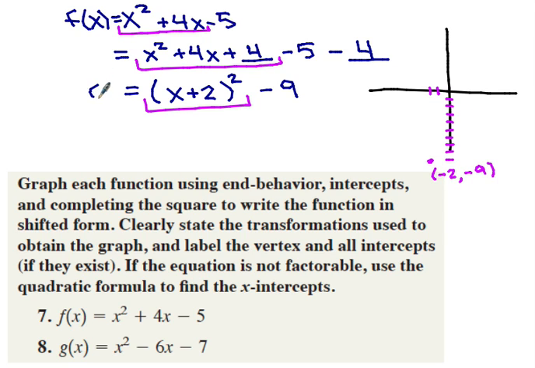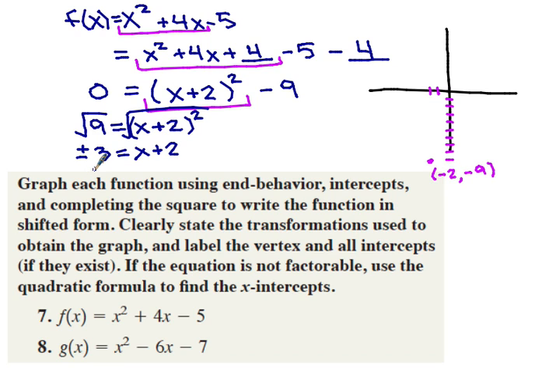Okay, next piece, we can now go ahead and solve for our x-intercepts based on what we did yesterday. So if I make my y value 0, we can go solve for the x-intercepts. So we'll add 9 across. We'll take the square root of both sides next. So we'll end up with plus or minus 3 equals x plus 2. And then we can subtract that 2 over, so x is going to equal -2 plus or minus 3.